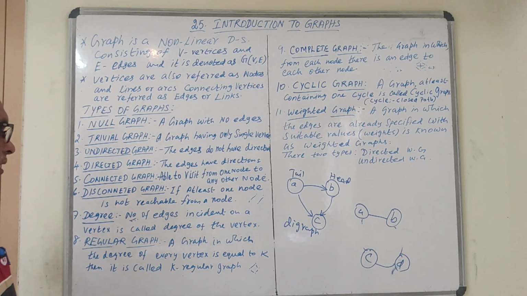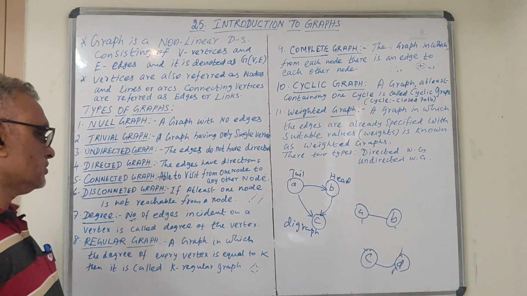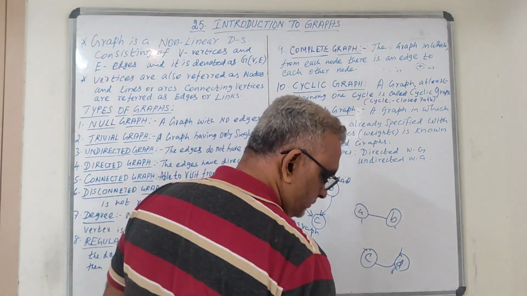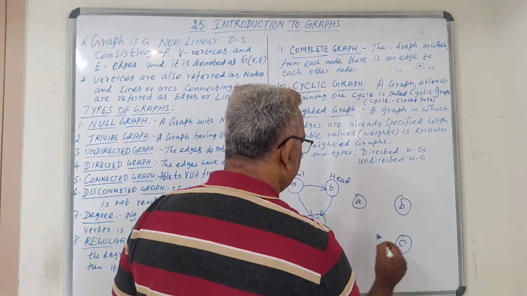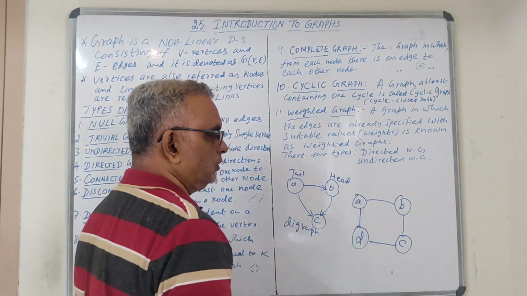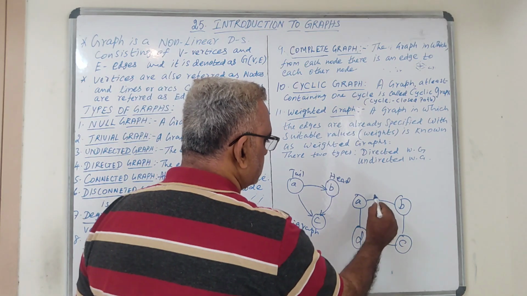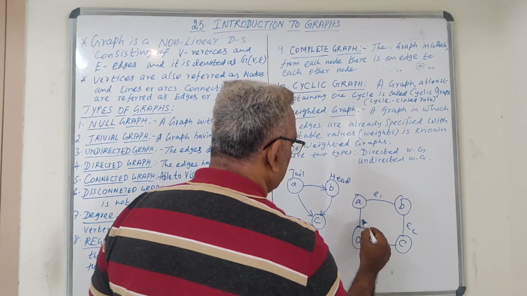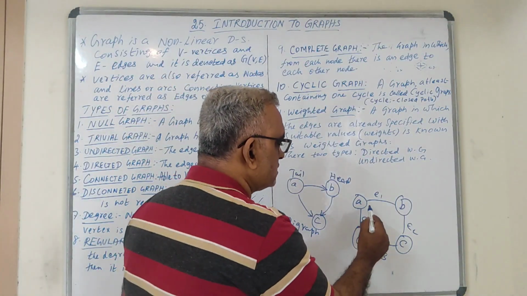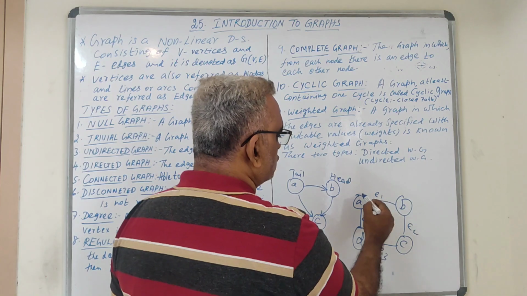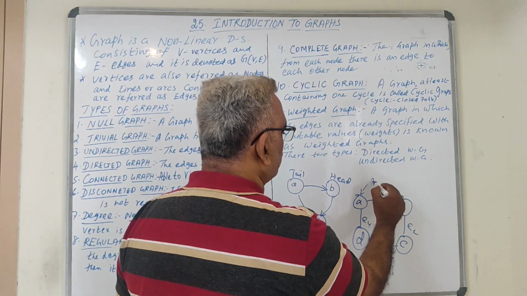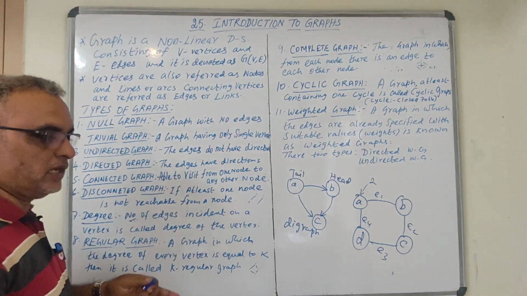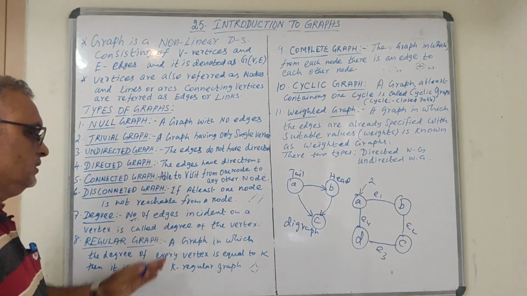The next one is the degree of a vertex. The number of edges incident on a vertex is called the degree of the vertex. For example, consider this graph. This is edge 1, edge 2, edge 3 and edge 4. If you take this particular node, 2 edges fall on this vertex. So the degree of this particular vertex is 2. So the number of edges incident on a particular vertex is referred to as the degree of the vertex.